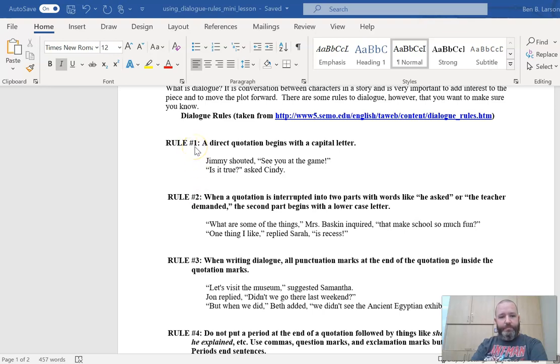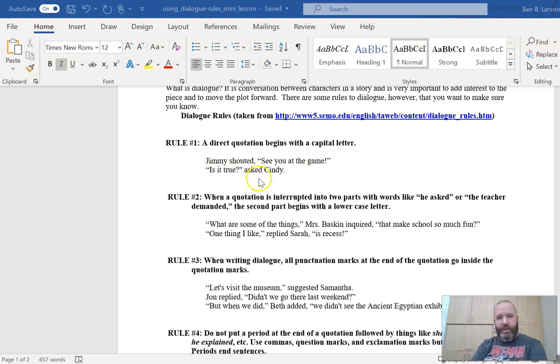All right, our first rule. A direct quotation begins with a capital letter. So notice, Jimmy shouted, that's the dialogue tag. We have a comma outside of the quotation marks. Sometimes kids want to put it inside the quotation marks there if it's the beginning. "See you at the game!" So quotation mark, capital, see you at the game, exclamation point, quotation mark. Okay, you don't need an extra period on the outside.